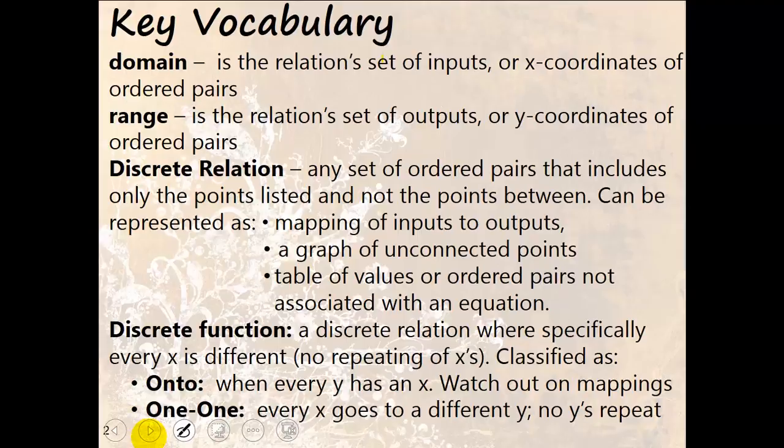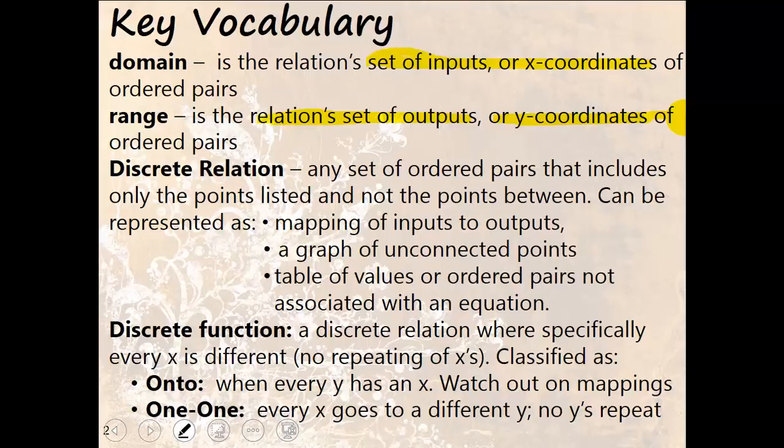All right, domain. Domain is a relation's set of inputs. Another way of saying inputs would be x-coordinates. The range is the relation's set of outputs, or y-coordinates. You might think of them as y-coordinates. A relation is any set of ordered pairs.